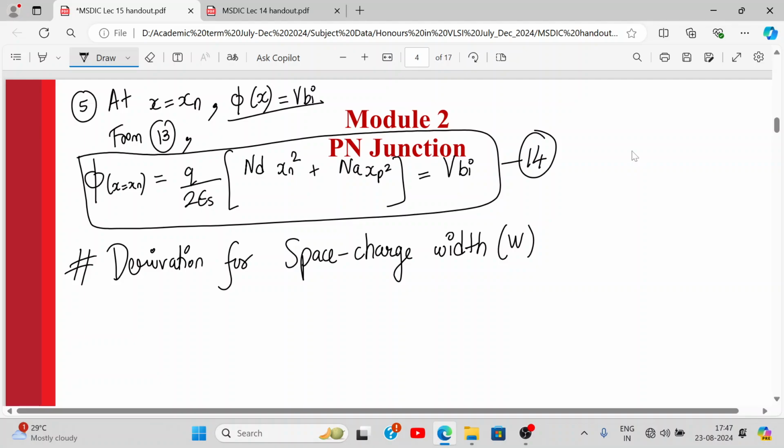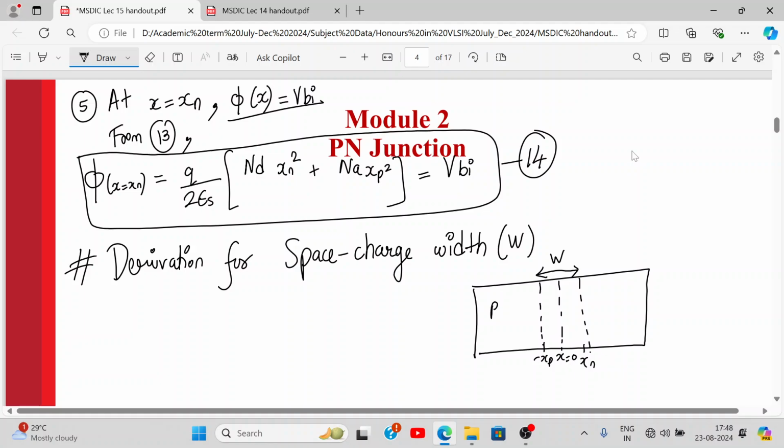What is W defined as? If this is my PN junction, if this is x equal to 0, if this is minus xp, this is xn, what is W? This is W, right? This is P, this is N. So W is the distance of the space charge region extending in the P and N region. W is the distance extending the space charge region or the depletion region extending in the P side or the N side.